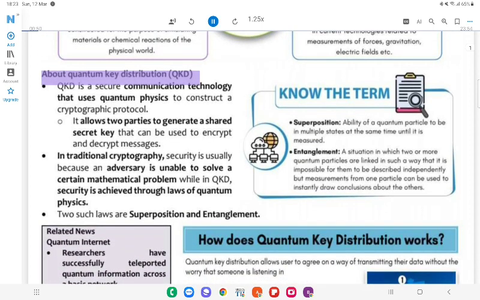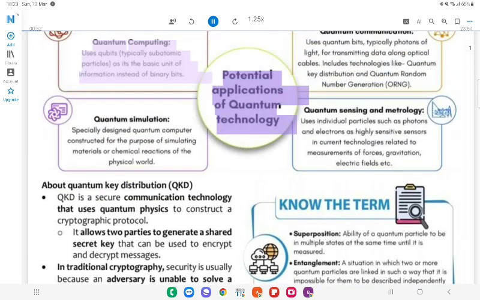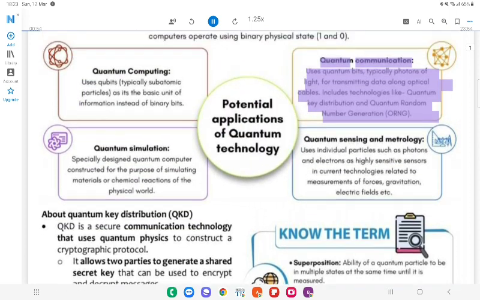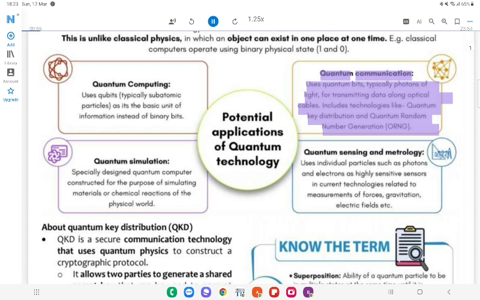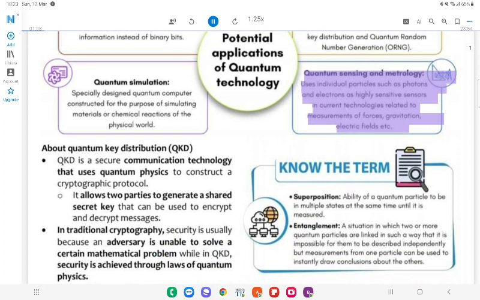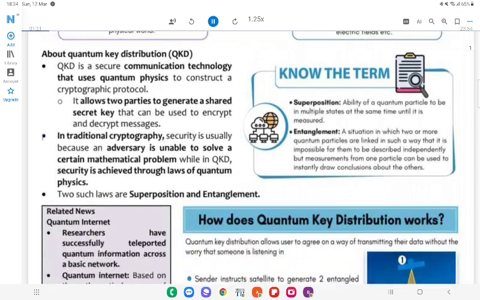About quantum key distribution, QKD. Potential applications of quantum technology. Quantum communication uses quantum bits, typically photons of light, for transmitting data along optical cables. It includes technologies like quantum key distribution and quantum random number generation, QRNG. Quantum sensing and metrology uses individual particles such as photons and electrons as highly sensitive sensors in current technologies related to measurements of forces, gravitation, electric fields, etc.